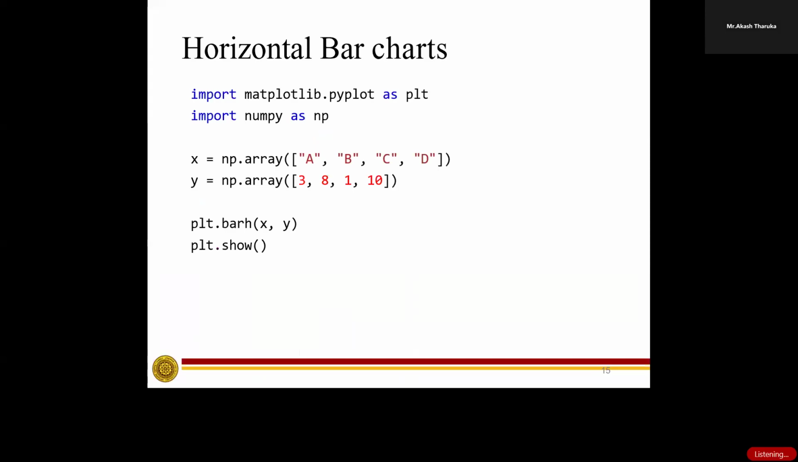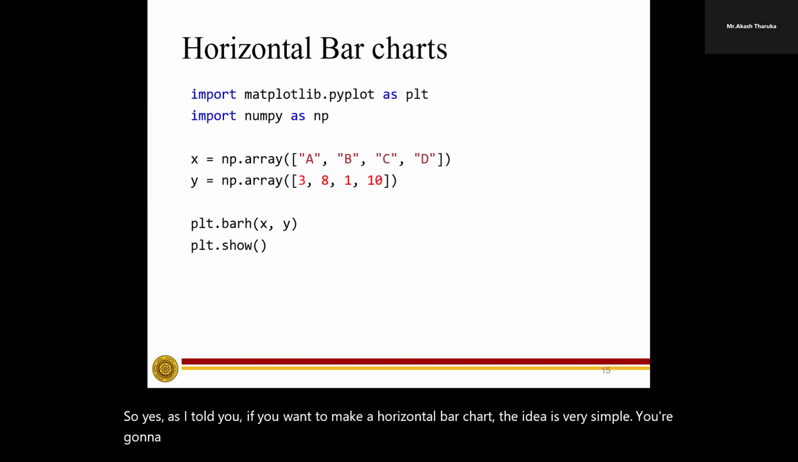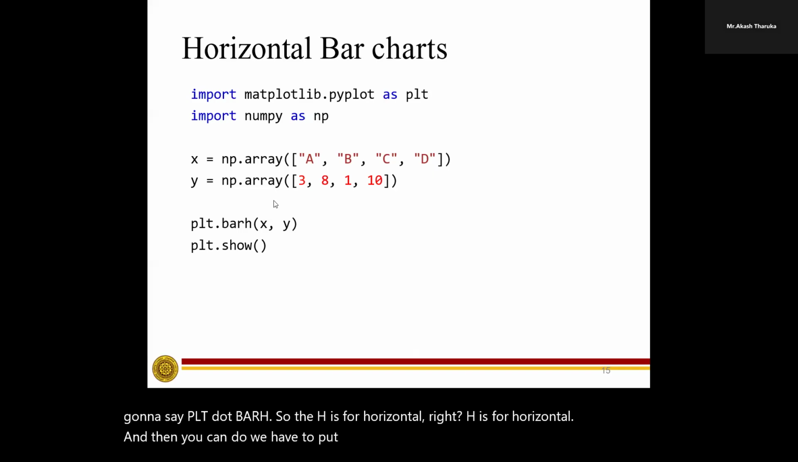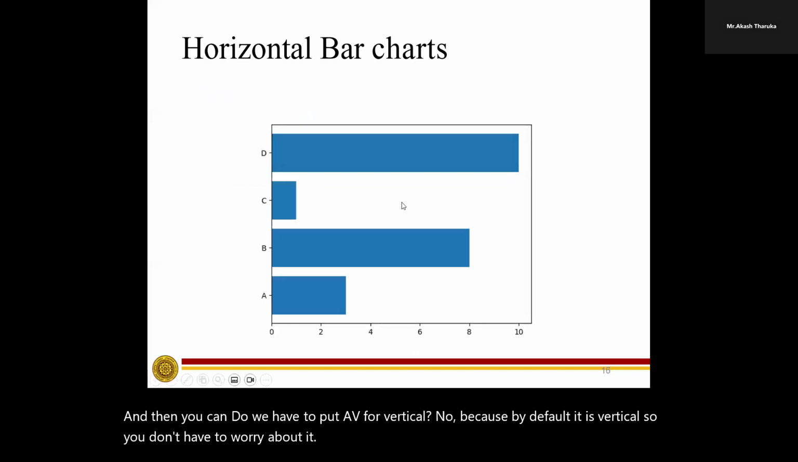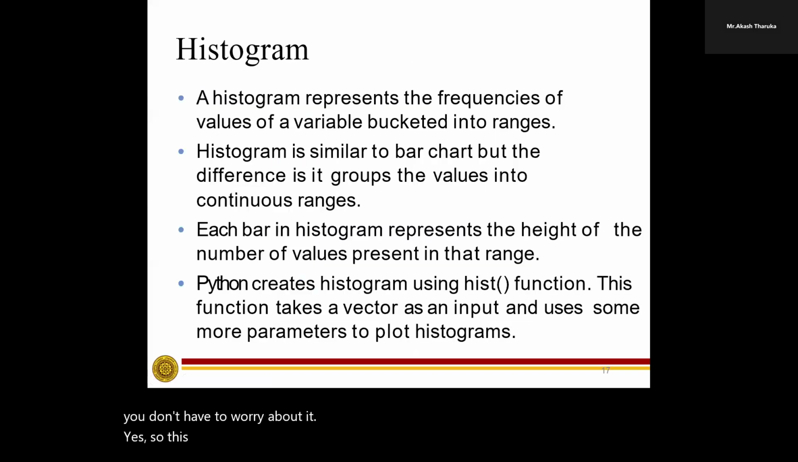So yes, as I told you, if you want to make a horizontal bar chart, the idea is very simple. You're going to say plt.barh. So the H is for horizontal, right? H is for horizontal. And then you can ask, do we have to put a V for vertical? No, because by default it is vertical. So you don't have to worry about it. Yes, so this is how it looks like.